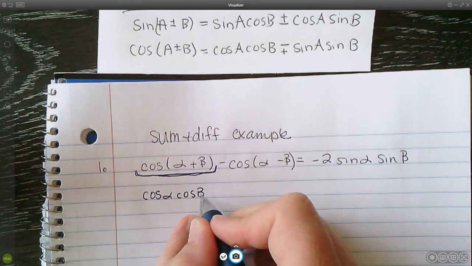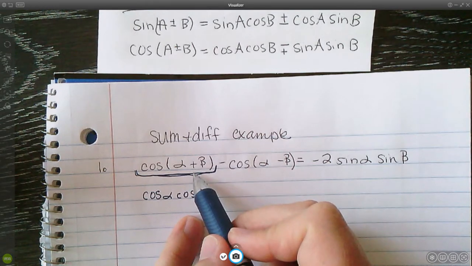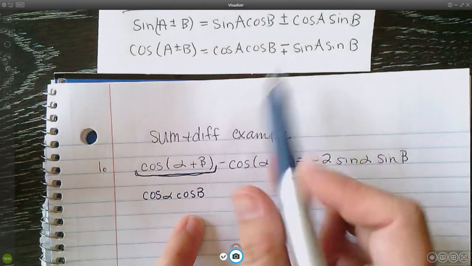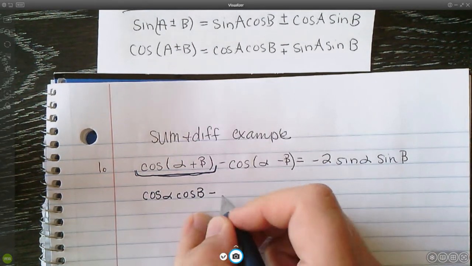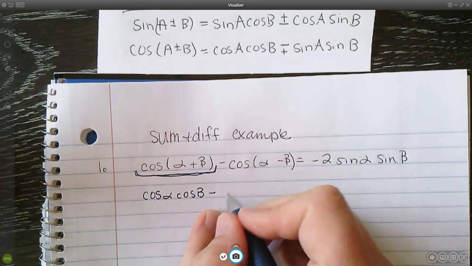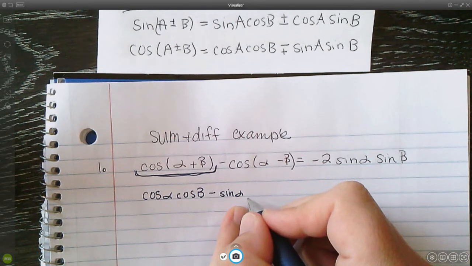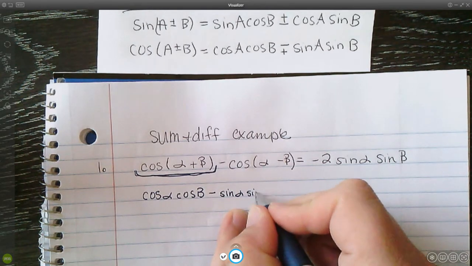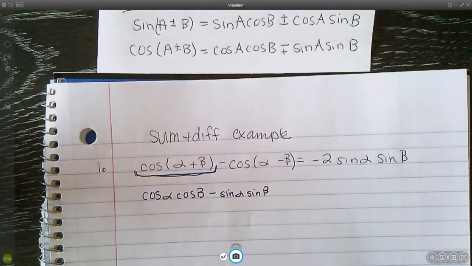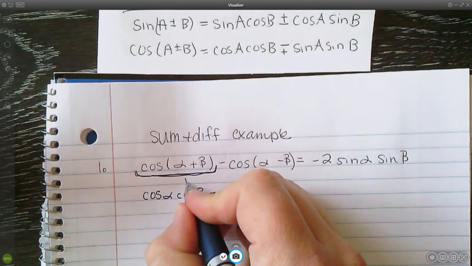times the cosine of B, which is beta. And then, so we're doing plus. So plus goes with minus. So minus sine of alpha times the sine of beta. All right, so we did that one. Then, find another colored pen here, which I can't. Okay, so this goes here.